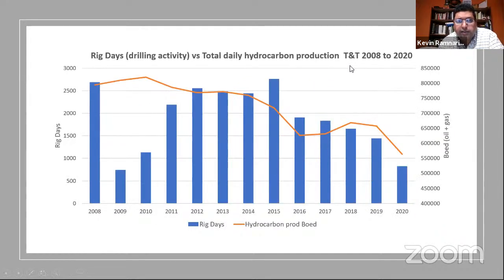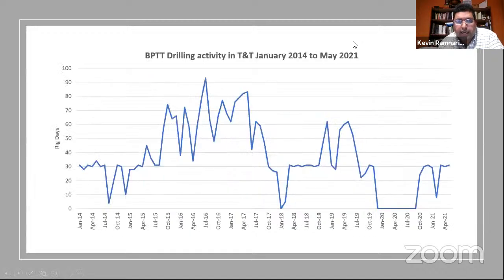This shows the reduction in drilling activity in Trinidad and Tobago. And you can see again, as drilling activity declines in the second half of the graph, you have a commensurate decline in gas production. And this final graph shows BPTT's drilling activity for the last 7 years. And again, you can see a significant decline in recent years. So the question is, why is the energy sector in decline? And what can we do about it?